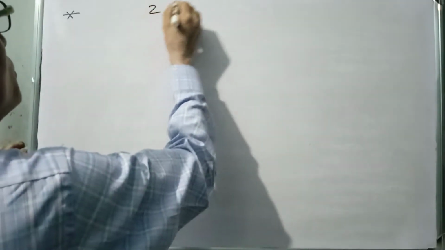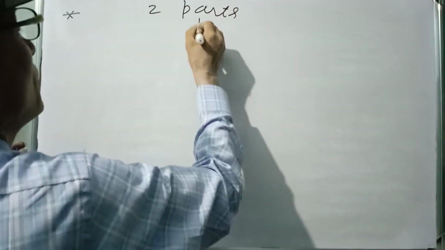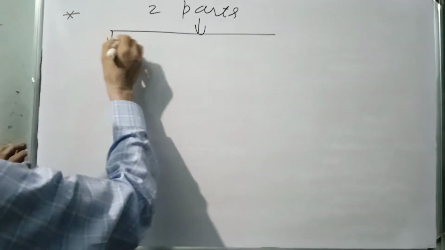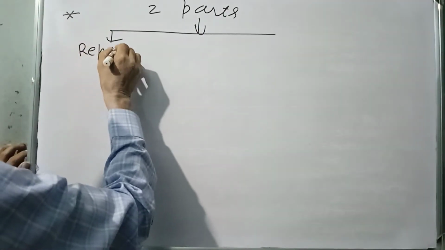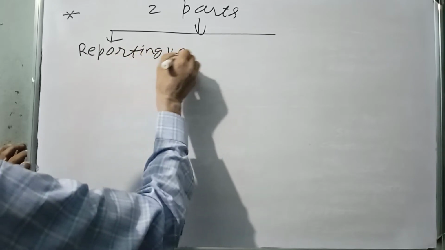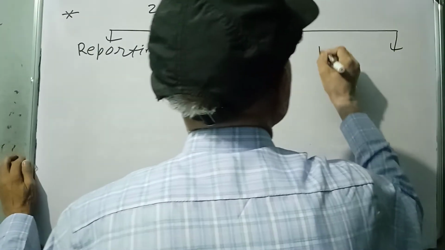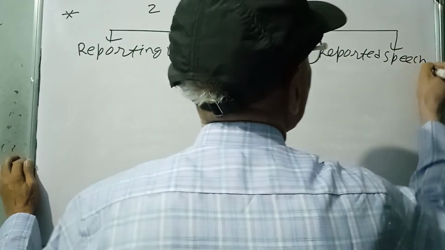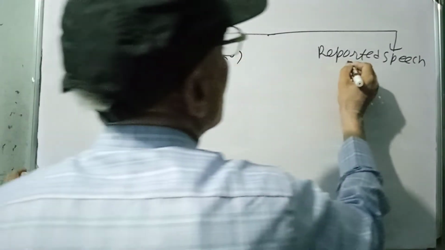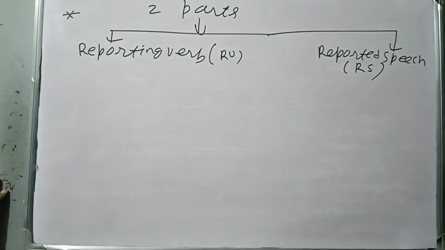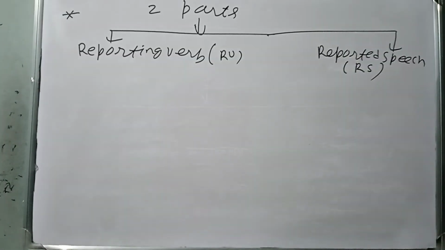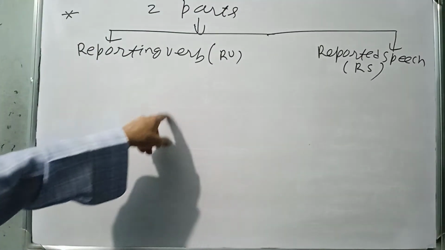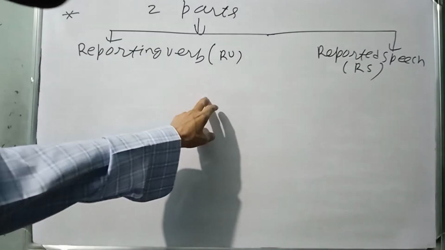Speech has two parts. One is the reporting verb, another is the reported speech. Reporting verb, RV in short form, and reported speech, RS in short form. You have to join the reporting verb and the reported speech. But what are the words to join?